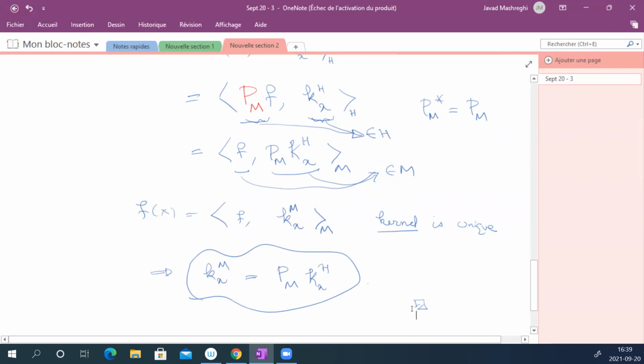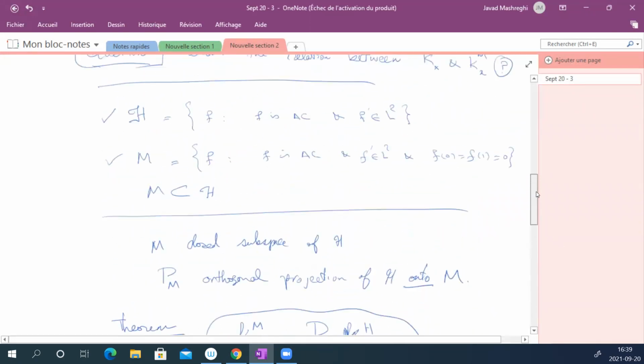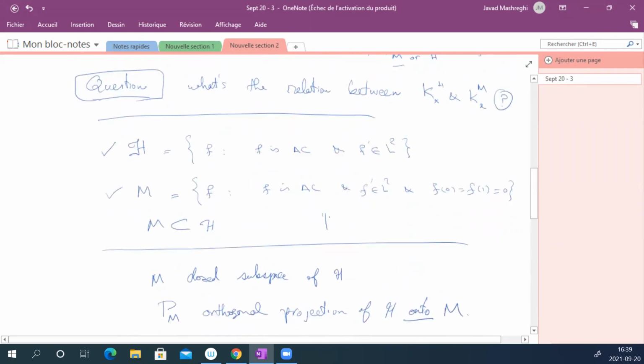So even though I don't have a formula for PM, it can be obtained, but I haven't obtained it yet. But I directly obtained Kxh here and Kxm here. And the theorem tells us that if I project Kh, I obtain the formula. A good exercise is to find an explicit formula for PM in this setting first, and then using this formula, verify that the projection of KH is really KM. That's a very good exercise to do.